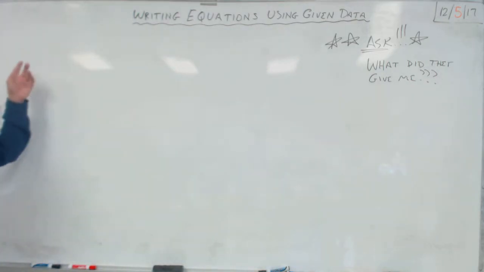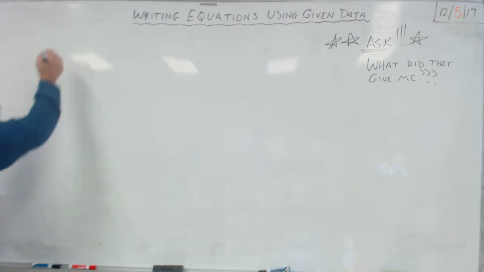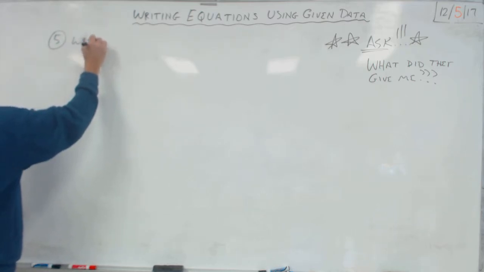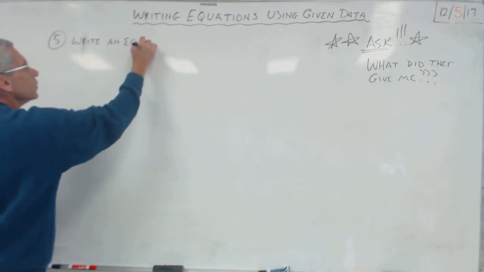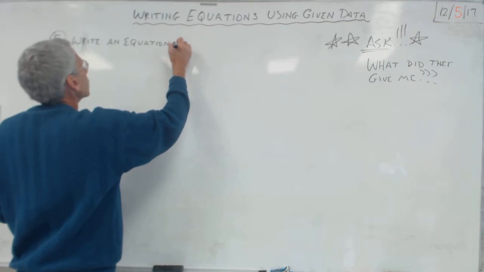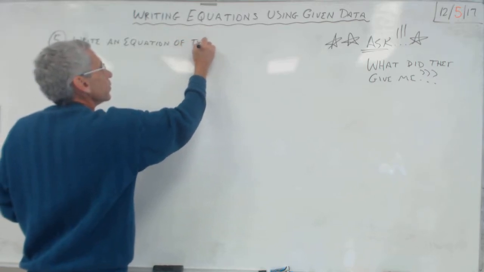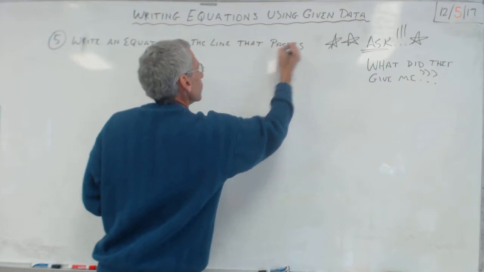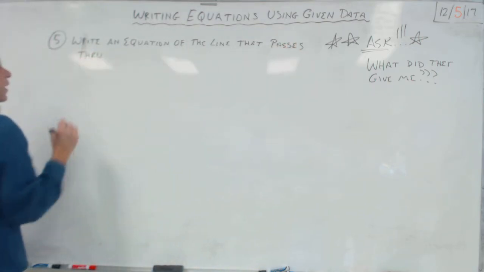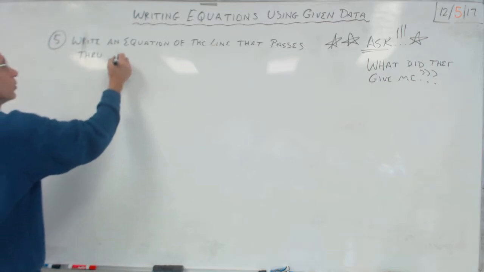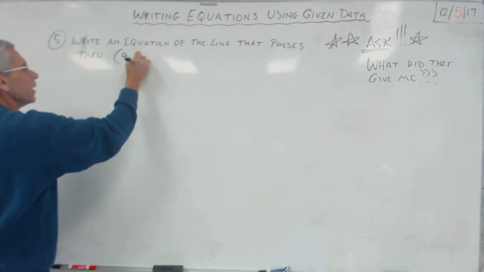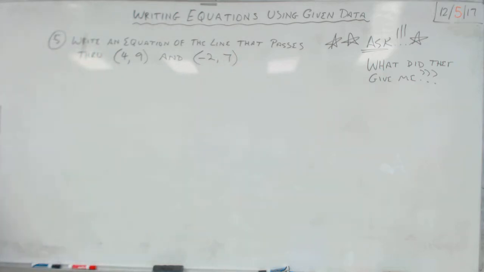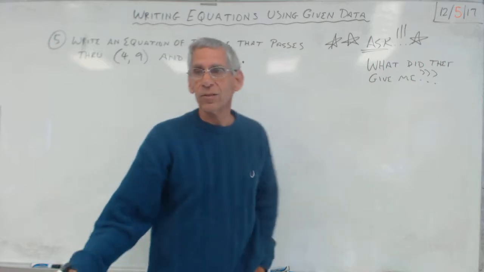All right, here we go. What am I on? Number 7. Write an equation of the line that passes through (4, 9) and (-2, 7). Oh, this is easy.